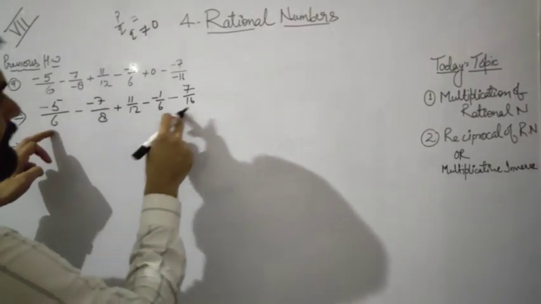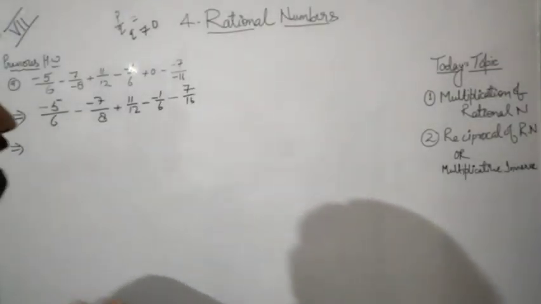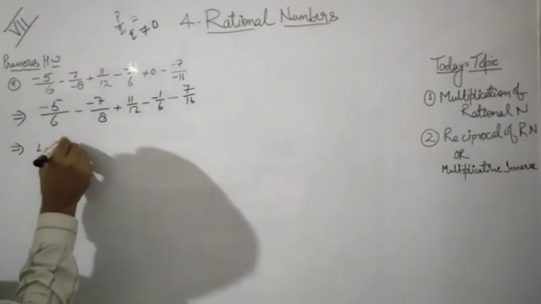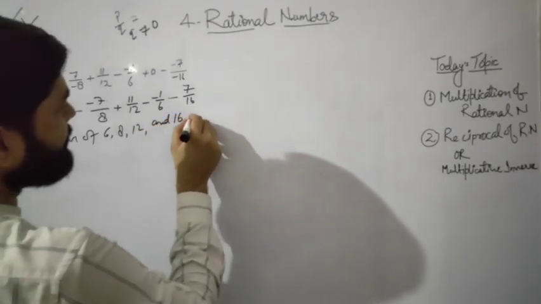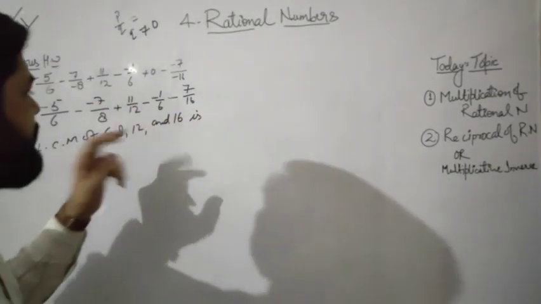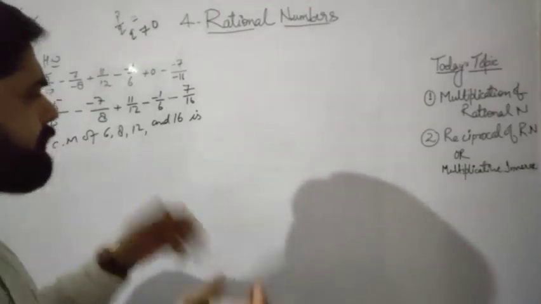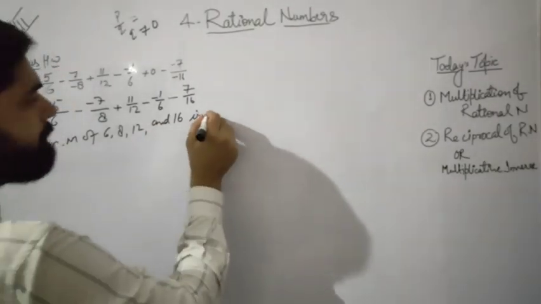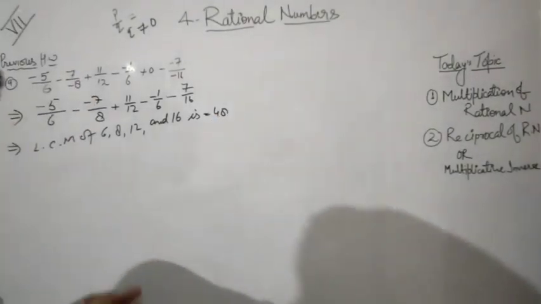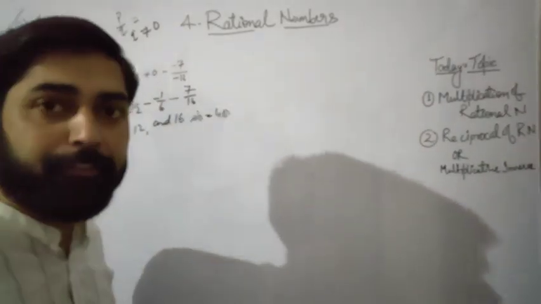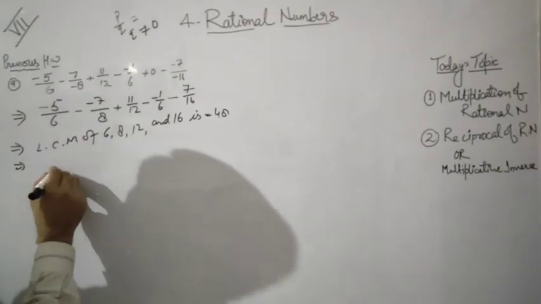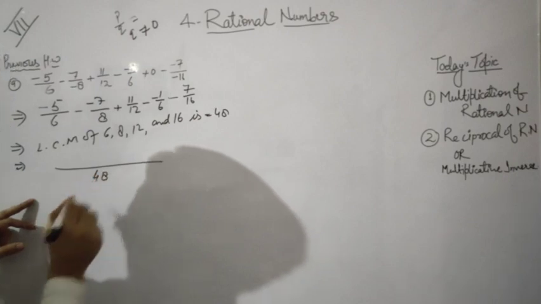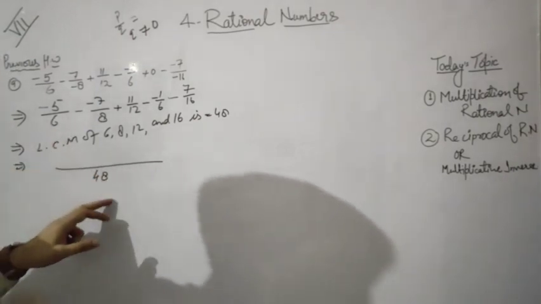Look here, all the denominators are different. So we take the LCM of 6, 8, 12 and 16. Since 6 is already included once, no need to write the 6 again. It will be 48. Did you find the LCM in rough? Then we write the common denominator 48. 6 8s are 48. Same process.